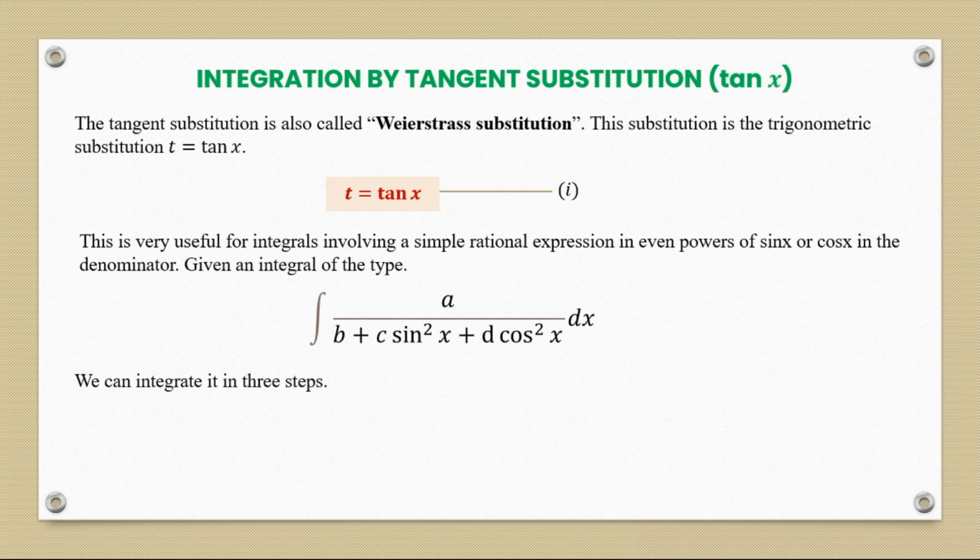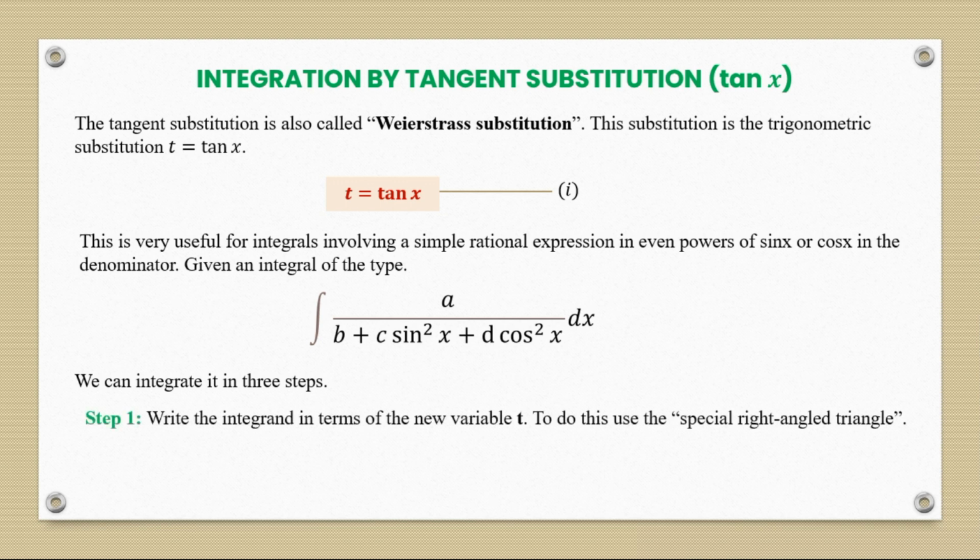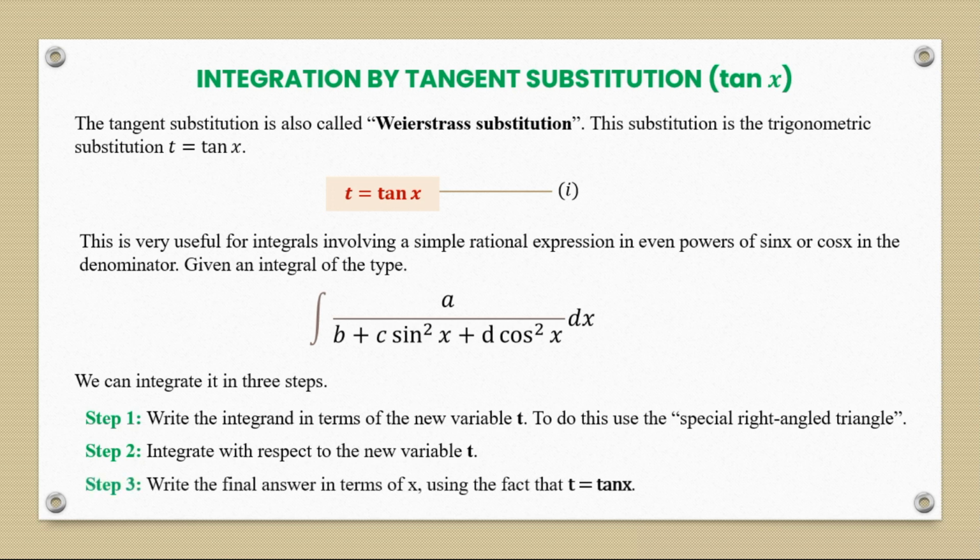So we can integrate it in 3 steps. First step, write the integrand in terms of the new variable t. To do this, use the special right-angled triangle. I'll illustrate that in this section. Step 2, integrate with respect to the new variable t. Then step 3, write the final answer in terms of x using the fact that t is equal to tan x. This will make perfect sense when we look at an example.